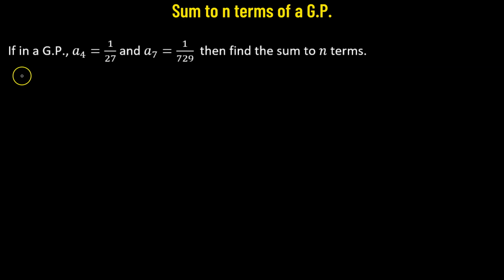So in this problem, we have a geometric progression whose fourth term is 1 over 27 and the seventh term is 1 over 729. And using this information, we need to find the sum to n terms.